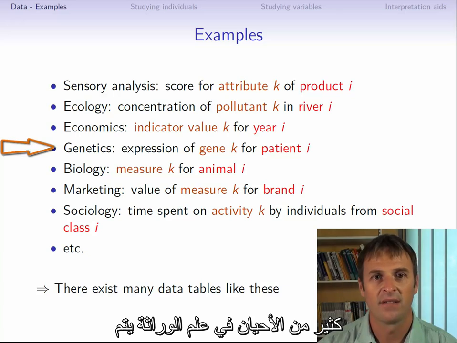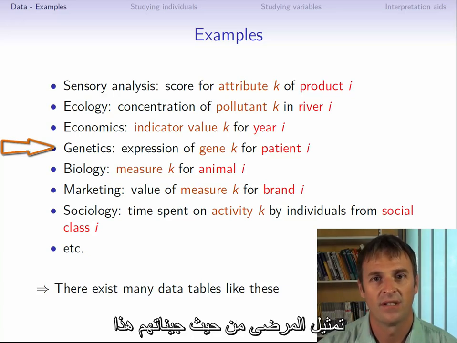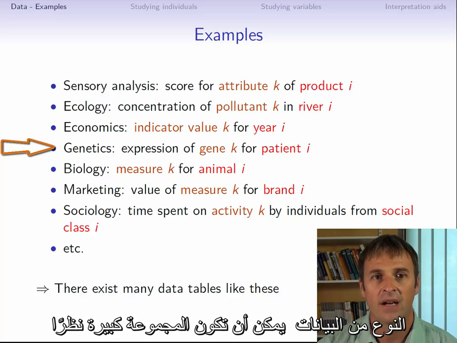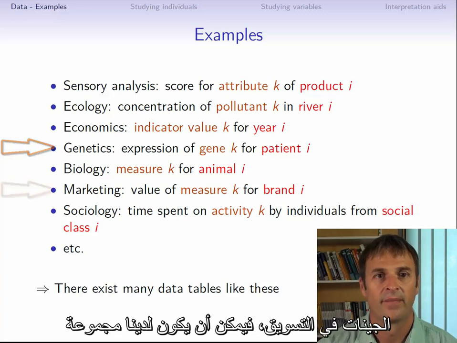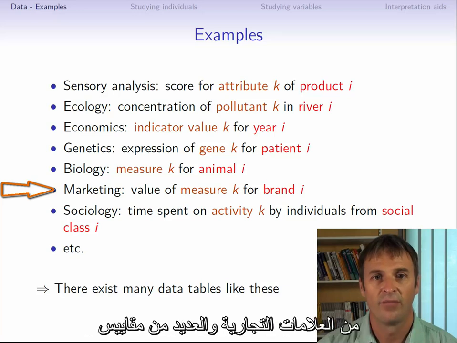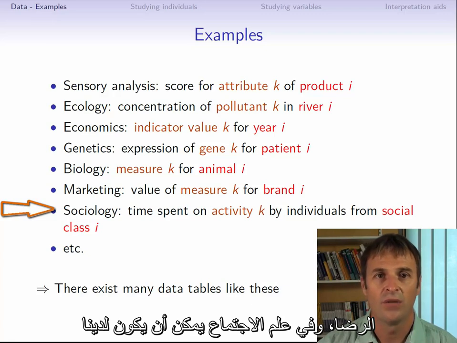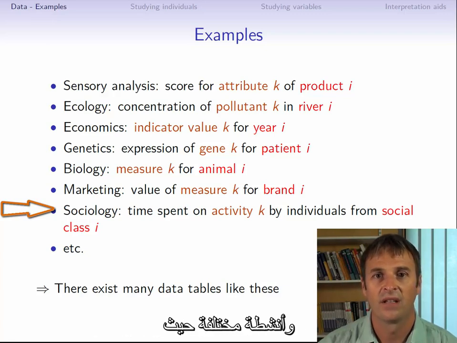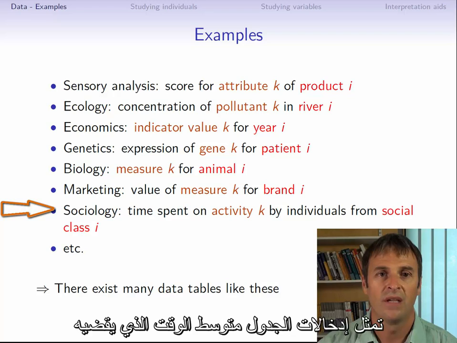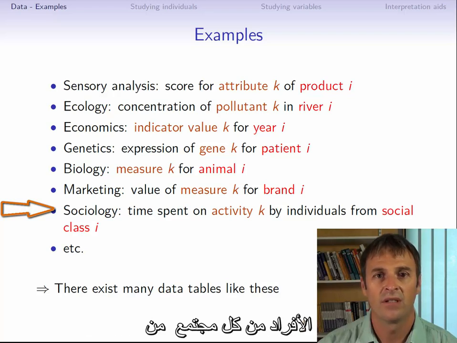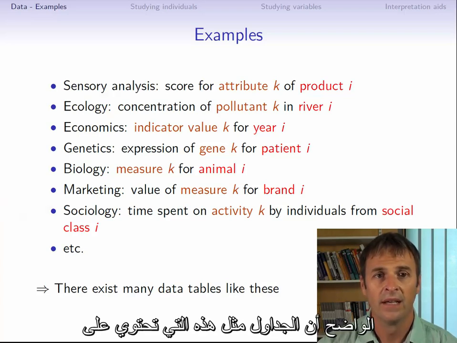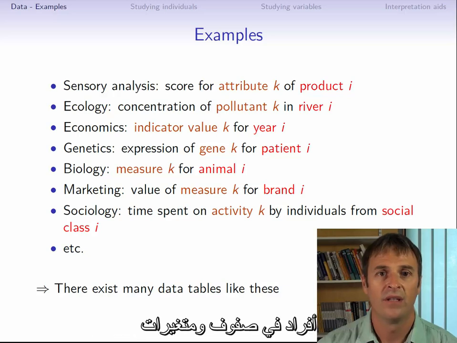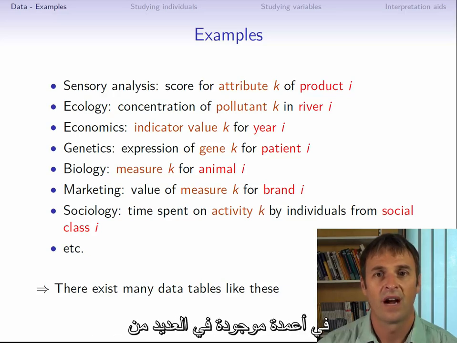Often in genetics, patients are represented in terms of their genes. This kind of data set can be large since there are lots of genes. In marketing, we could have a set of brands and several measures of satisfaction. And in sociology, we could have different social classes and different activities, with the table entries being the average time spent by individuals of each social class at a given activity. Clearly, tables like these, with individuals in rows and variables in columns, are found across many fields.